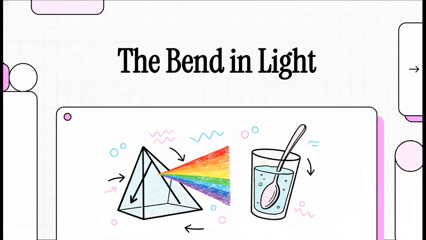All right, let's dive into something you see all the time, probably without even thinking about it. We're going to pull back the curtain on a real mystery. Why does light, which we all think travels in a perfectly straight line, sometimes decide to just bend?